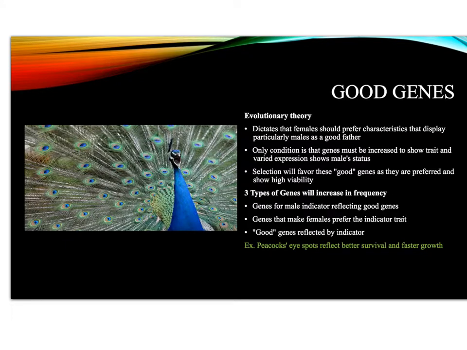Evolutionary theory dictates that females should prefer characteristics that display particular males as a good father. The only condition is that genes must be increased to show the trait, and varied expression shows the male status. Selection will favor these good genes, as they are preferred and show high viability. The three types of genes within the good genes model will increase in frequency: genes for male indicator reflecting good genes, genes that make females prefer the indicator trait, and good genes reflected by the indicator. For example, the peacock's eye spots reflect better survival and faster growth within the young.